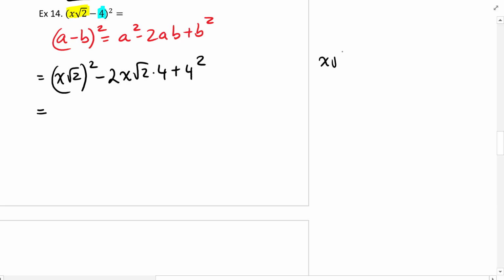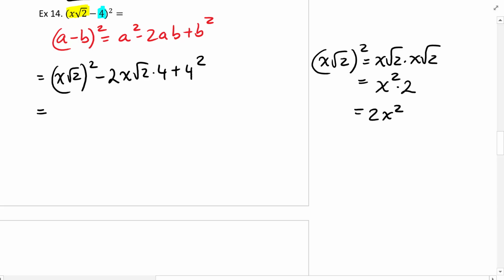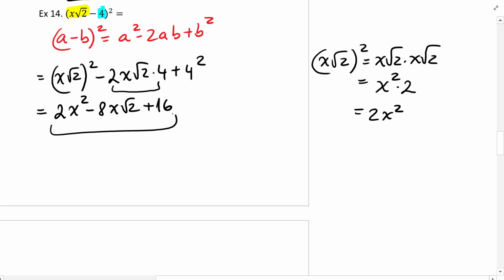So x square root of 2 squared means x square root of 2 times x square root of 2. X times x, it's x squared. Square root of 2 times square root of 2, it's 2. So it's 2x squared. So here I put 2x squared minus 2 times 4, 8x square root of 2 plus 16, no like terms, and we stop here.